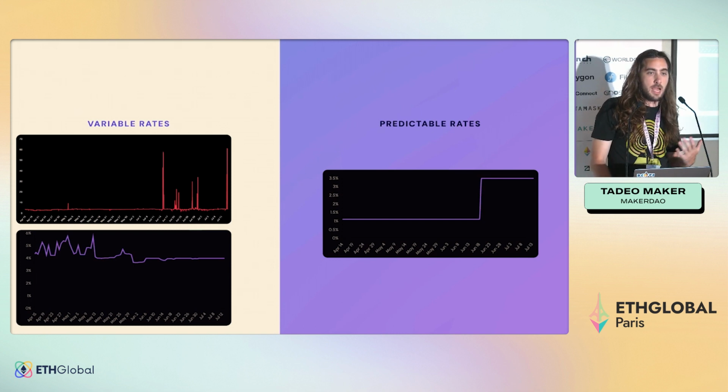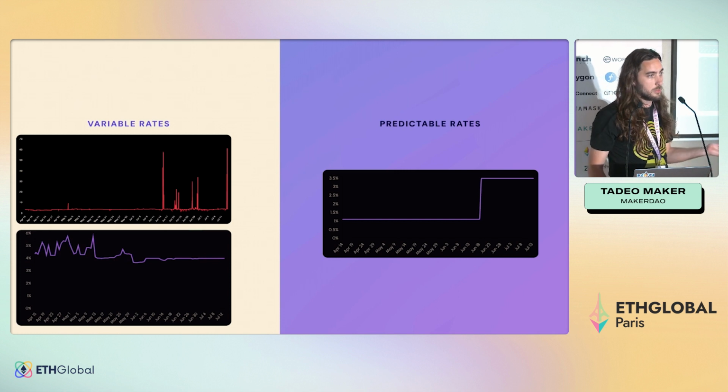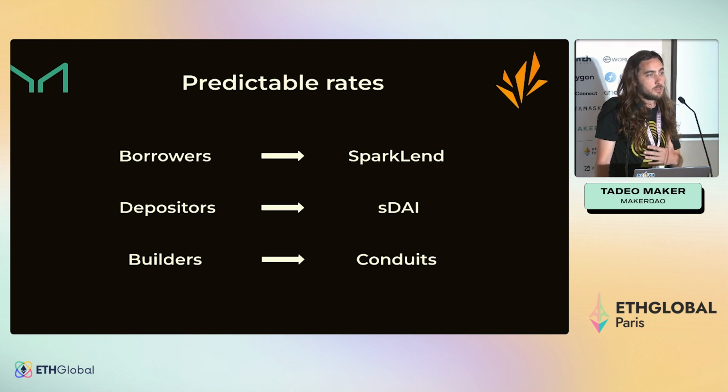So before, you could only access those rates through Maker Vault, or what we then called CDPs. Nowadays, we've evolved to be able to offer those rates for very different users. If you're a borrower, you can go to Spark Lend, our new lending market, where you're able to deposit your crypto collateral and actually get that predictable rate. You can also be a depositor, and in that case, you'll be depositing your DAI in the DAI Savings Rate, where you'll be earning that yield. And we also have an ERC-4626 representation of the DSR called sDAI.